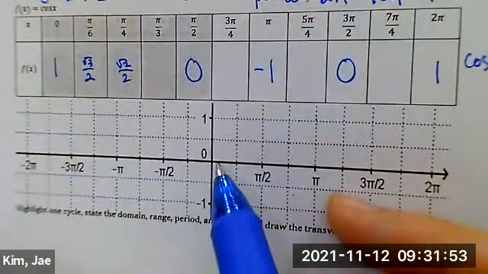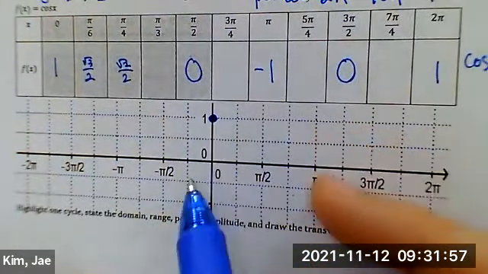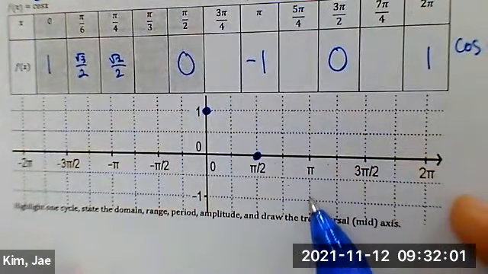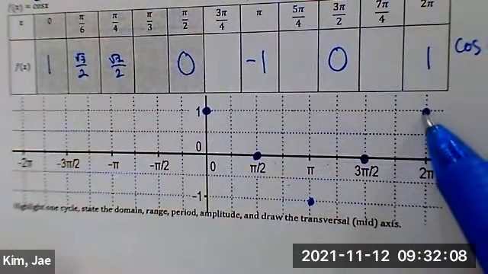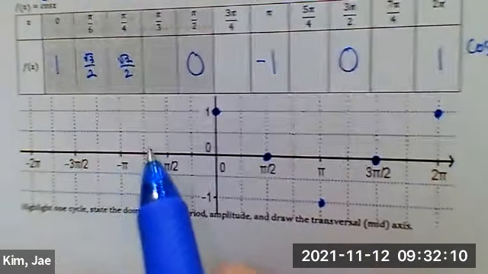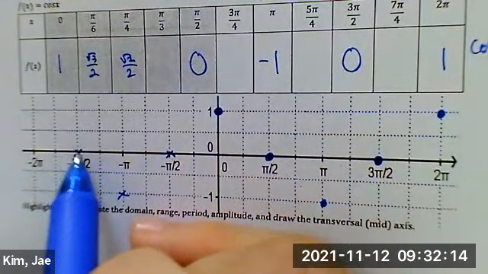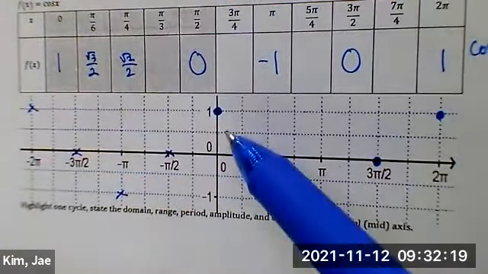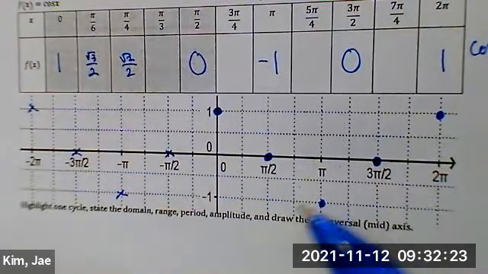So at 0, a radian of 0, I start at 1. At pi over 2, I have a 0. At pi, I get -1. At 3 pi over 2, I get 0. And 2 pi, I get a 1. And I could repeat that again on the left side. Can you draw a cosine curve? And please don't draw straight lines. It is not where we're going.